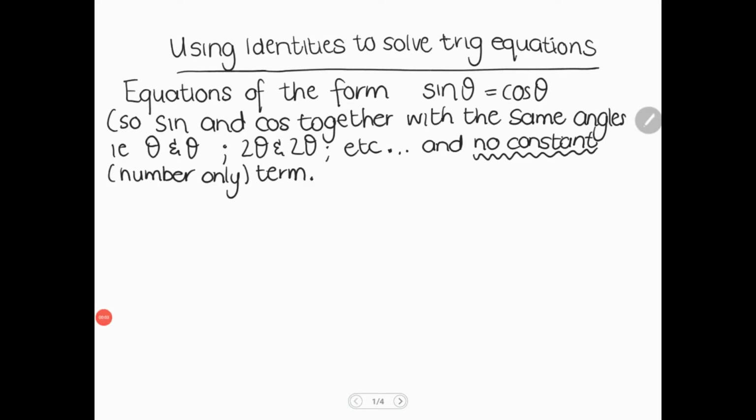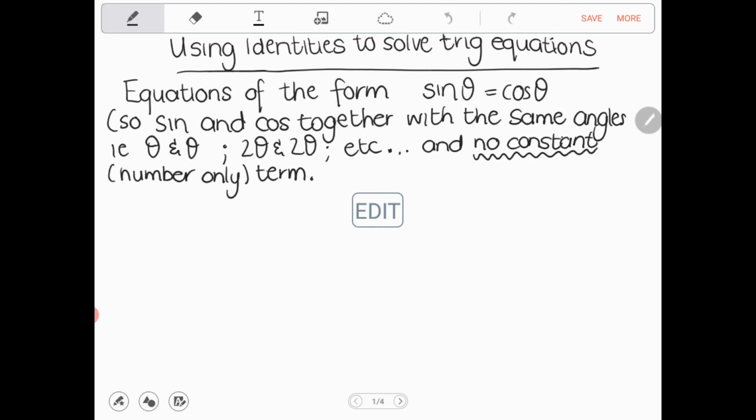Today we're looking at equations that have the form sine theta is equal to cos theta. What we need to do is learn to recognize these equations because they have a special way of solving them. If you have sine and cos together in an equation, say sine x and cos x together, and the angle is the same, this x must match that x. That would imply that the angles are the same.